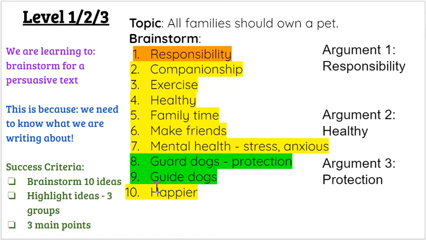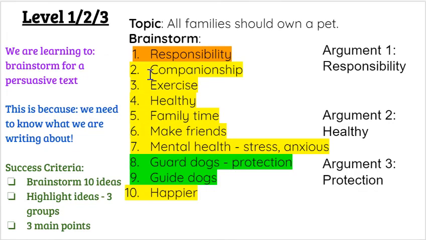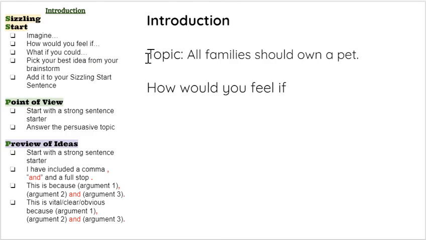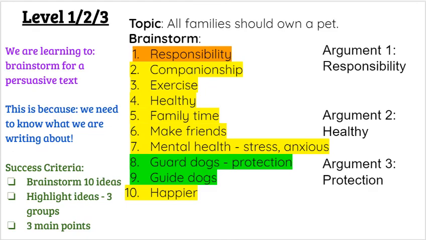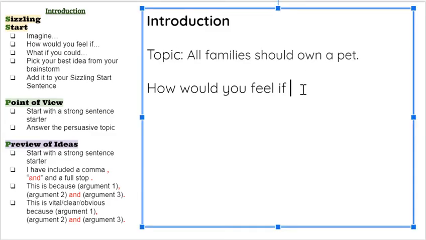That's how you can figure out what your sizzling start is from the sentence starter that you started with, and then you just go back into your brainstorm and think about how you will end that sizzling start. Which one did I like? You know what, I really liked this one with the companionship. How would you feel if you were never lonely? So let's put that in. How would you feel if you were never lonely? Question mark. And that's the sizzling start.